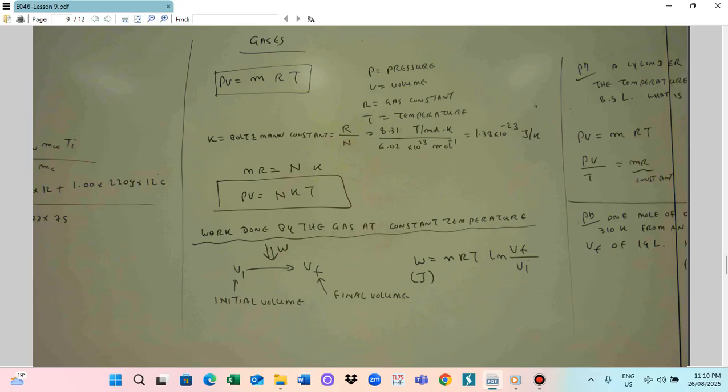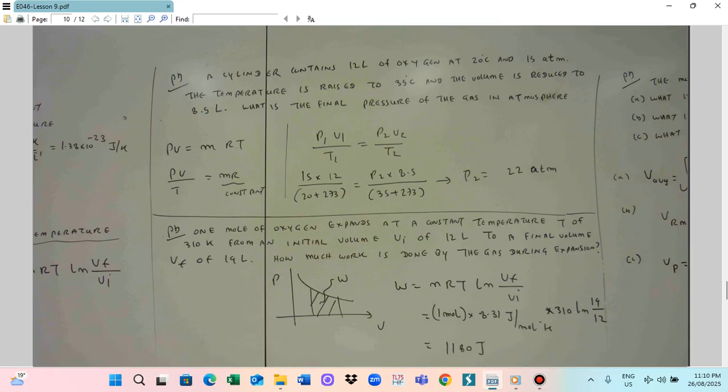In this case, our work done is W, and the unit will be the joule. So the gas container has original pressure, original volume of 12 liters, and temperature of 20 degrees centigrade, and the pressure is 15. The temperature is raised to 35 degrees centigrade, so T2 is 35. Volume is reduced to 8.5 liters. So we have to calculate the final pressure. In this case, we can write down the equation PV is equal to MRT. So P into V divided by T is equal to MR. MR is a constant.